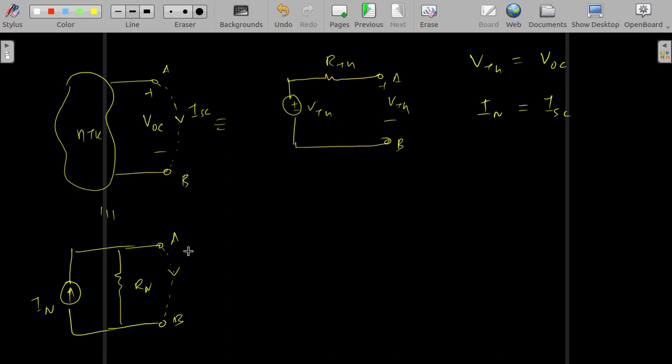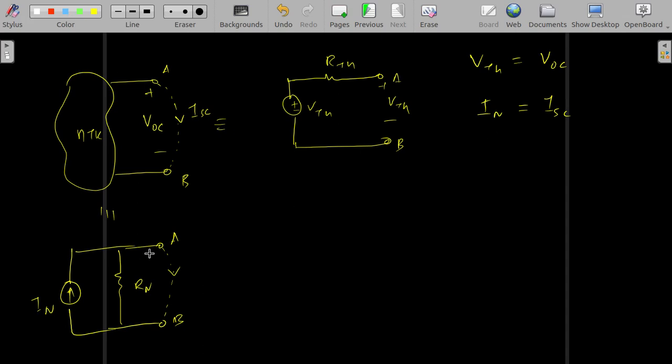And how do we find the Norton current? We short circuit that terminal, and then we find the current flowing through that terminal. That is the short circuit current, ISC. That will be equivalent to the Norton current.